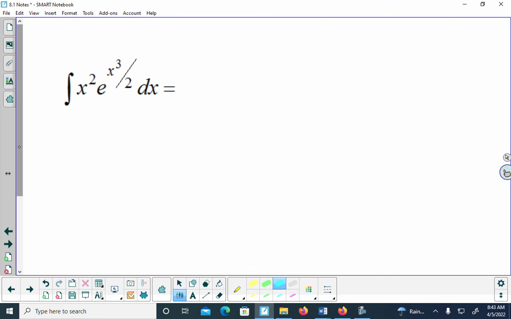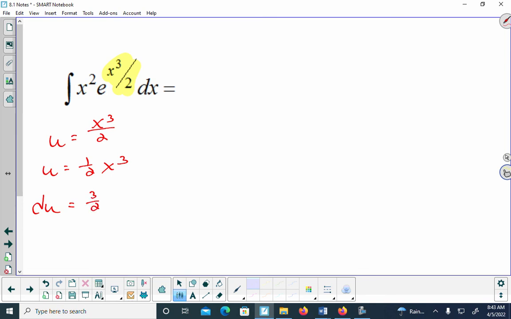So, okay, when I go to do this one, remember, if e is raised to any other power but 1, so this e is raised to the x to the third over 2, that is going to have to be my u. So u is going to be x to the third over 2. So I'm going to rewrite that as u is equal to 1/2 x to the third. Now when I take the derivative of that, that's going to be 3 times 1/2, which is 3/2 x squared dx. I see when I go up here, I have the x squared dx. So I'm going to have to take that 3/2 to the other side. So I'm going to divide. So I'm going to have 2/3 du is equal to x squared dx.